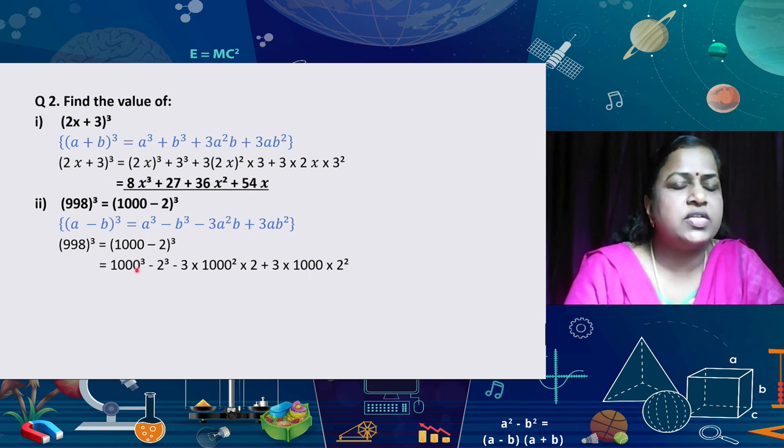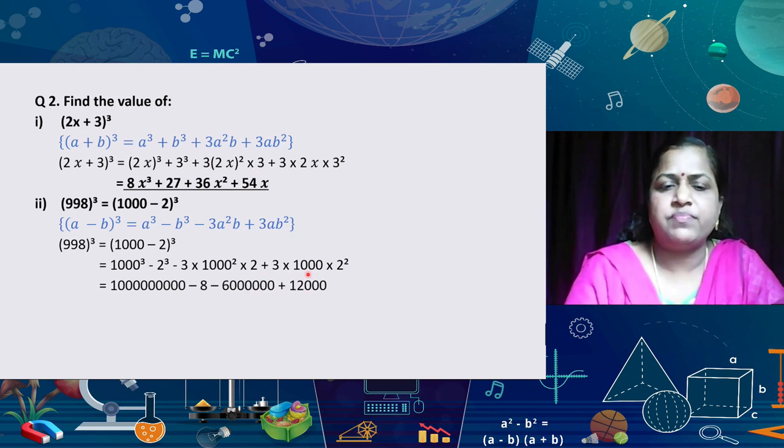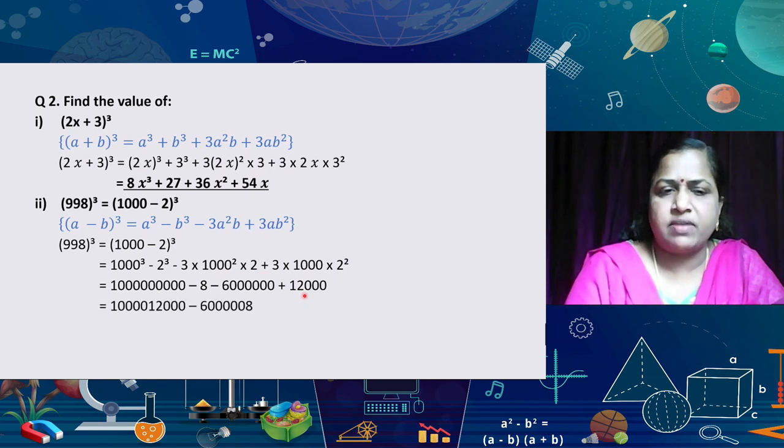1000 cube minus 2 cube minus 3a square b, 3 into 1000 square into 2, plus 3 into 1000 into 2 square. When we are solving, 1000 cube is written, 2 cube is 8, then 3 into 2, 6 into 1000 square, plus 4 threes are 12,000. When we are solving this, we get the answer as 994,011,992. Here you have to do the calculation carefully. By simple mistakes, you can get the wrong answer.